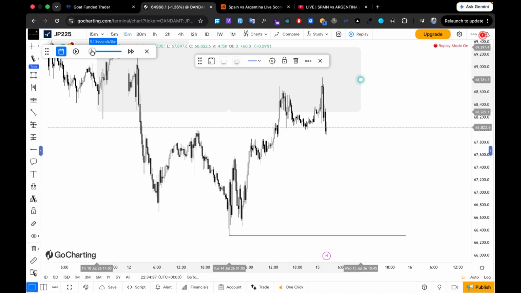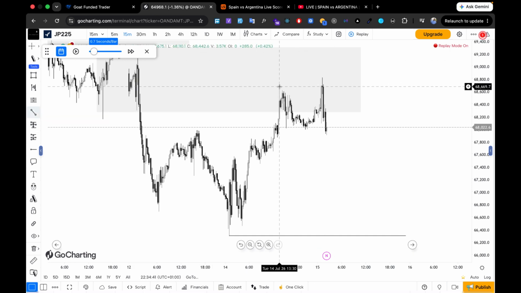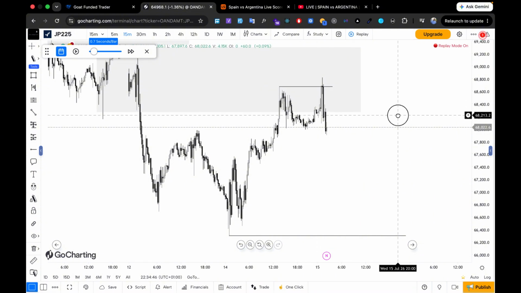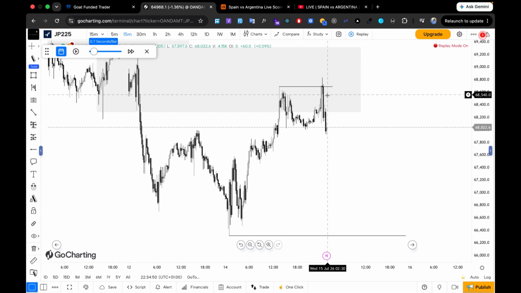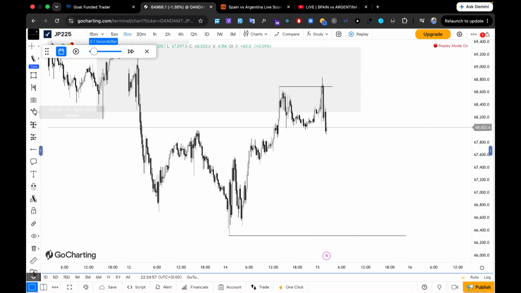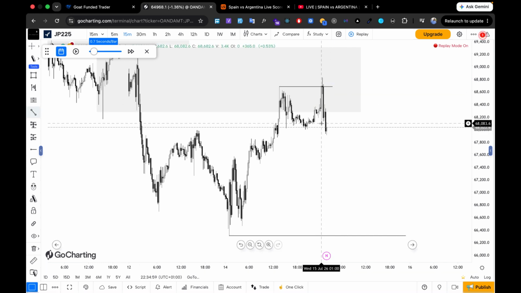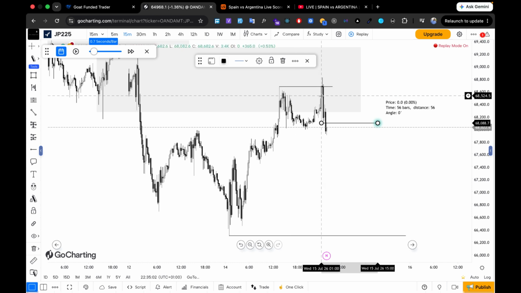So when this happened, this is a good example of the model one I'm talking about. It takes liquidity, comes back, engulfs. I would have said, okay, let me enter here. But it didn't happen at key time. Look at it. It didn't happen at key time.